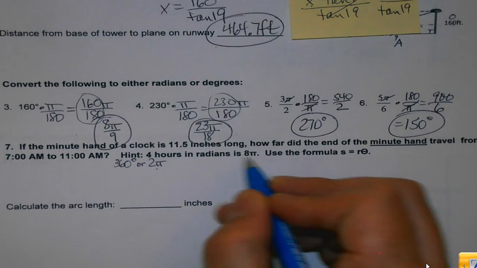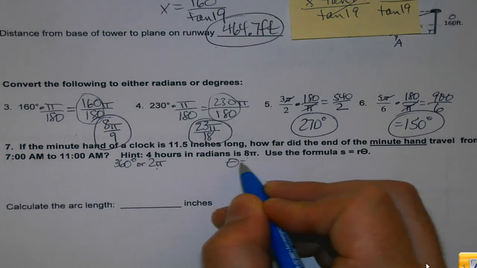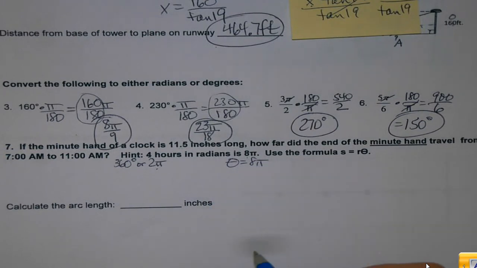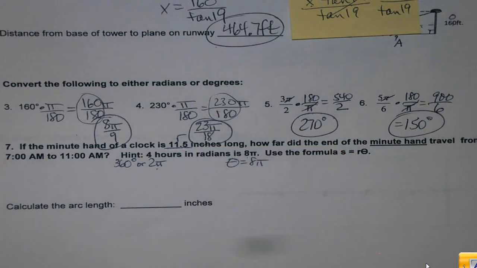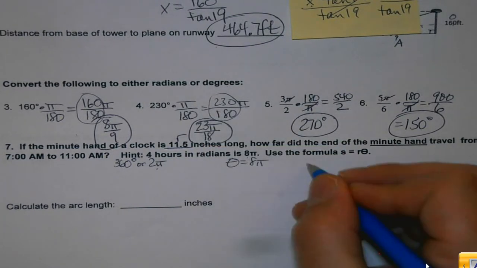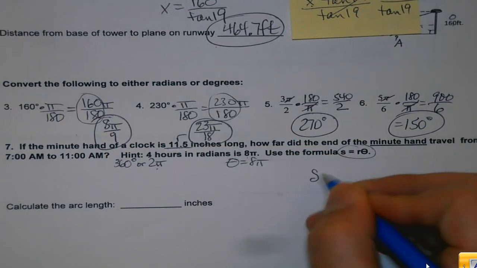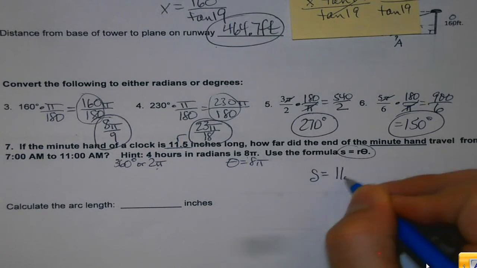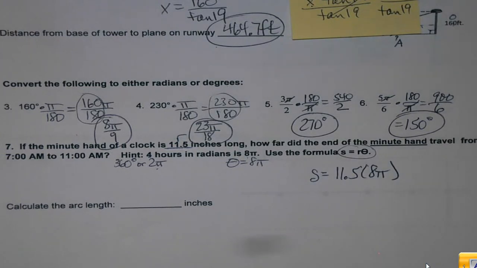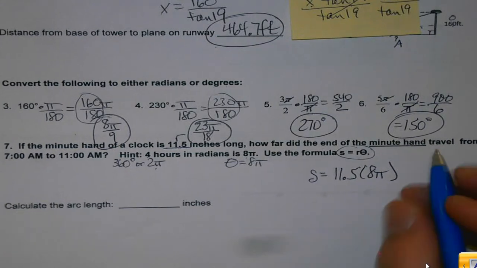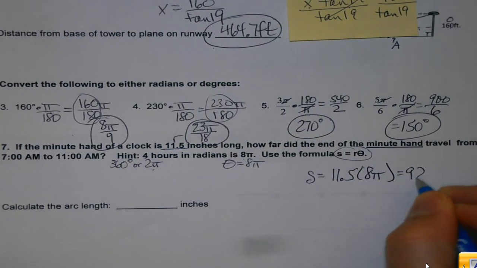So I gave you what theta is. I gave you what the radius is. So all you have to do now is multiply them together. So when we multiply those together, we end up with 92 pi.